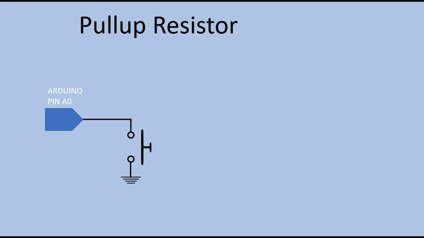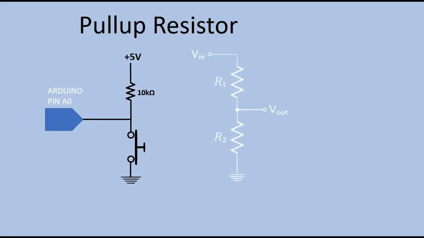To resolve the problem, we introduce a 10K pull-up resistor which connects the A0 pin to 5 volts. So now, when the button is not pressed, we read high at the A0 pin. When we press the button, electricity flows from 5 volts to ground and we again have a voltage divider circuit. However, it is different this time. Now R1 represents the pull-up resistor and R2 represents the resistance of the push button. Here we also assume the resistance of the push button is 0 and that means that our output voltage is equal to 0 and we read a low signal at the A0 pin.